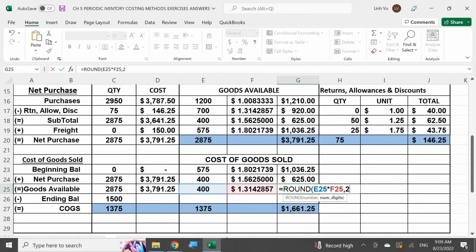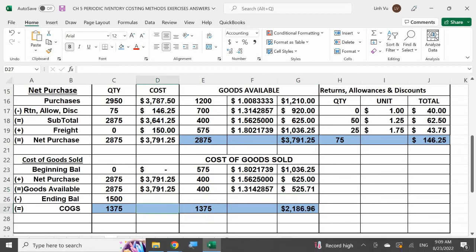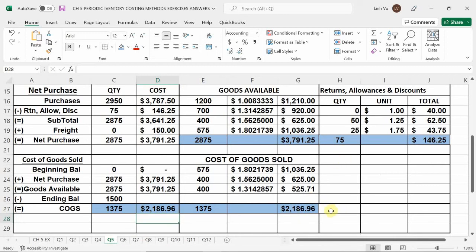So in this case, how much is my total cost of goods sold if I sold 400 units at the 1.314? 525.71. 525.71 cents. Okay. So there you go. Now I got a grand total of my 1375 units at a grand total cost of $2,186.96. Right? And I can go ahead and build my table here for my ending balance.